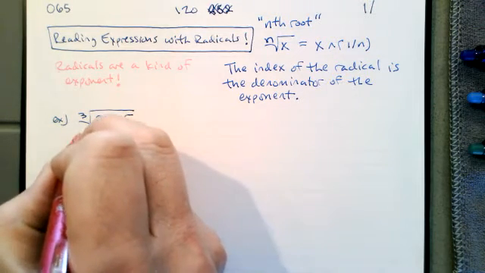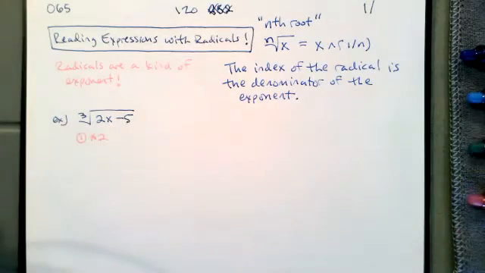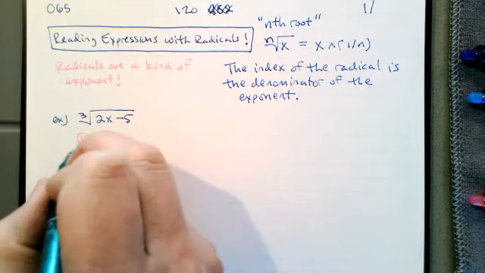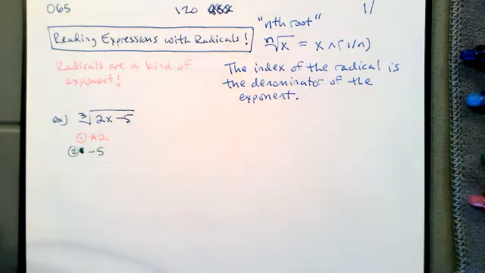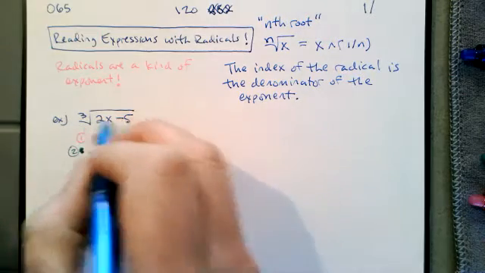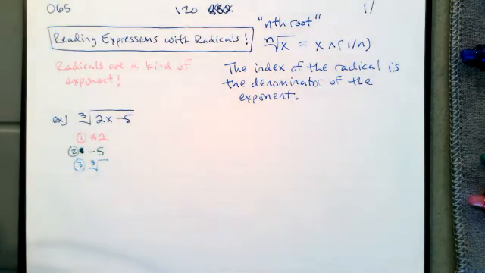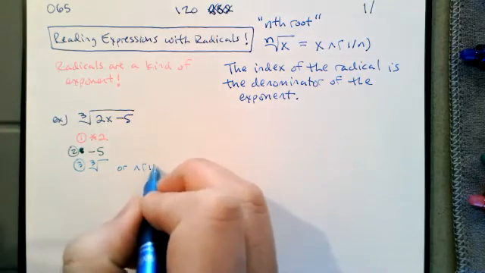First, we're multiplying x by 2. Second, we subtract the 5. And then third, we do the cube root. We can either say the cube root, or we can say raised to the 1/3 power.